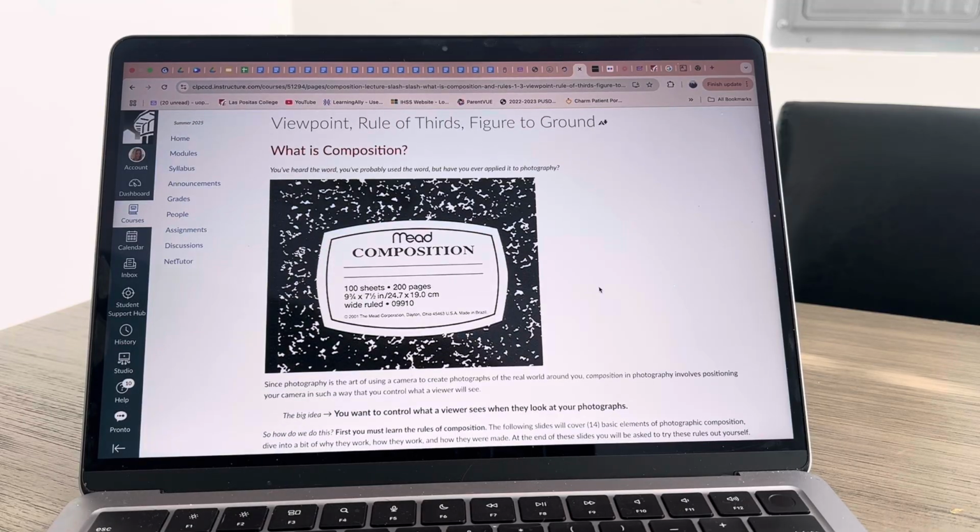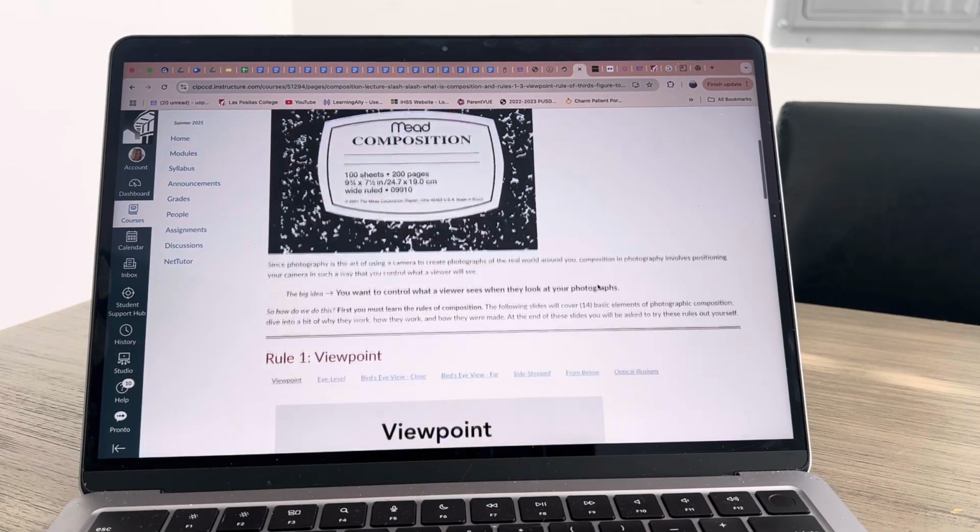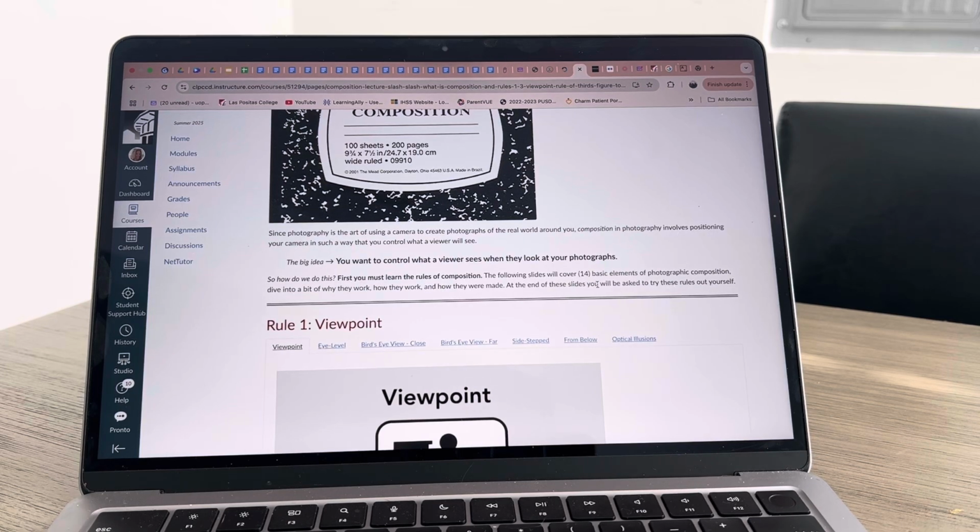I love this image of the book. For us old people, it brings back some memories.